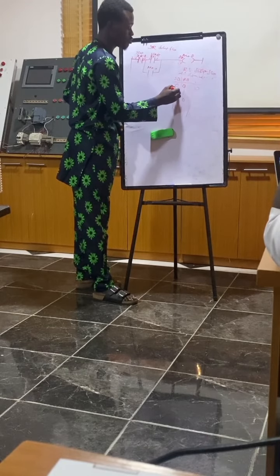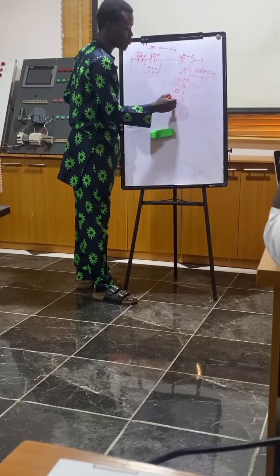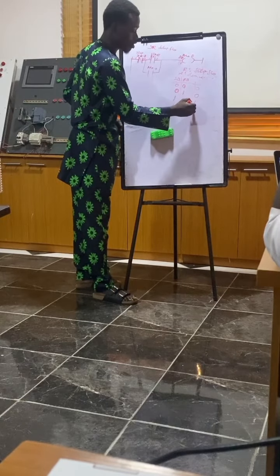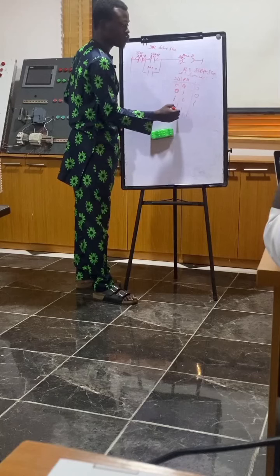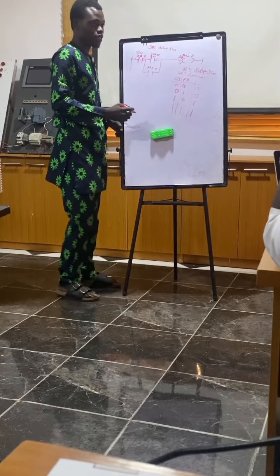When the set bit is not pressed, but your reset is pressed, you have 0 here. When your set bit is pressed, but your reset is not pressed, you have 1. Now, but when the two of them are pressed, because set dominates, you have what? You have 1 here. That's the idea.